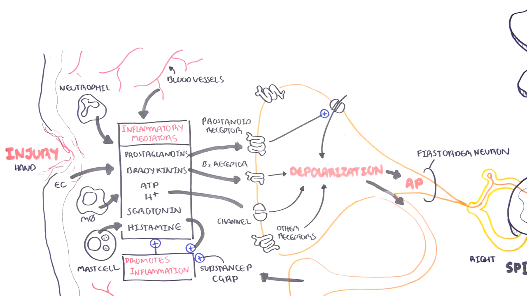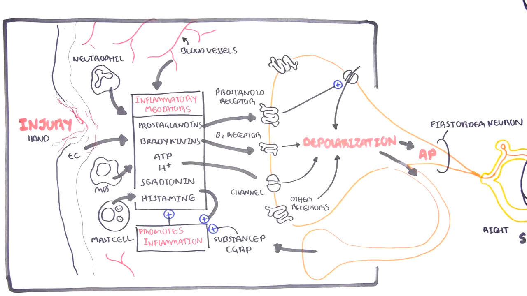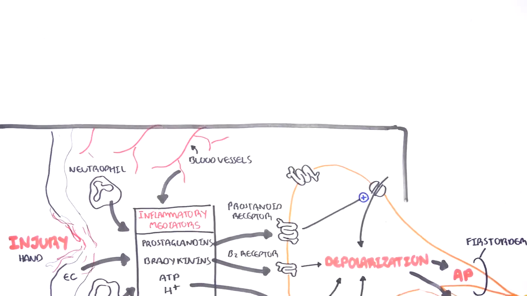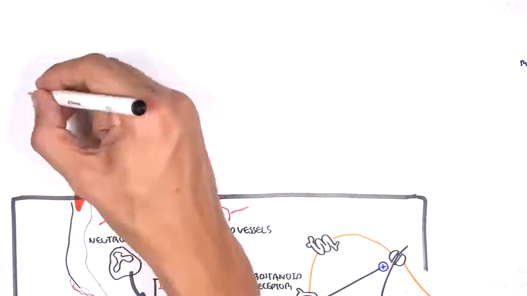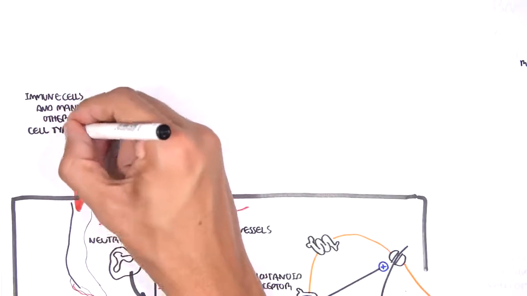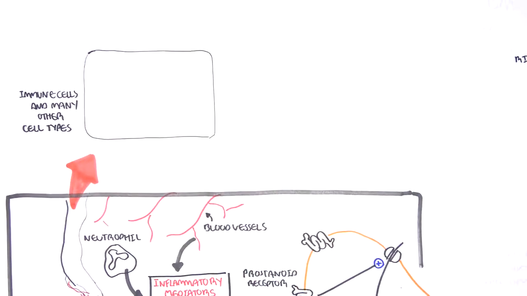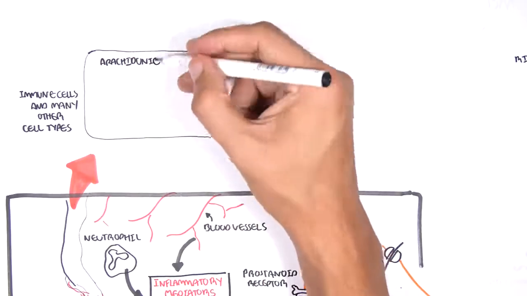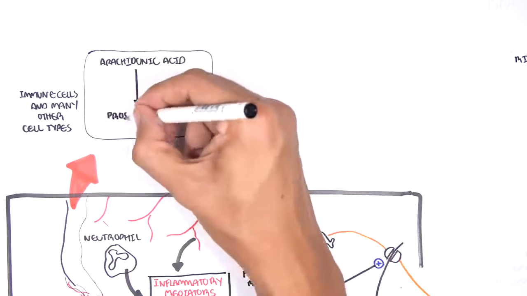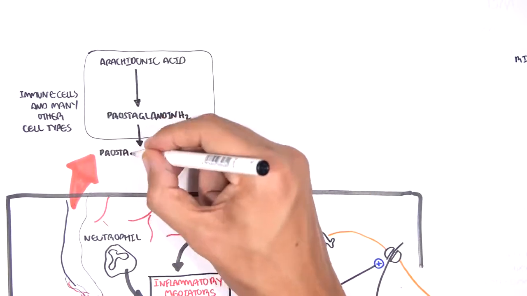Now, because prostaglandins are very important mediators of inflammation and thus pain, let us see how they are made. During periods of trauma or injury, many cells around the area, in this case immune cells and damaged skin cells, will convert their phospholipids, their cell membrane, into arachidonic acid. Arachidonic acid, or AA, can be converted to prostaglandin H2.